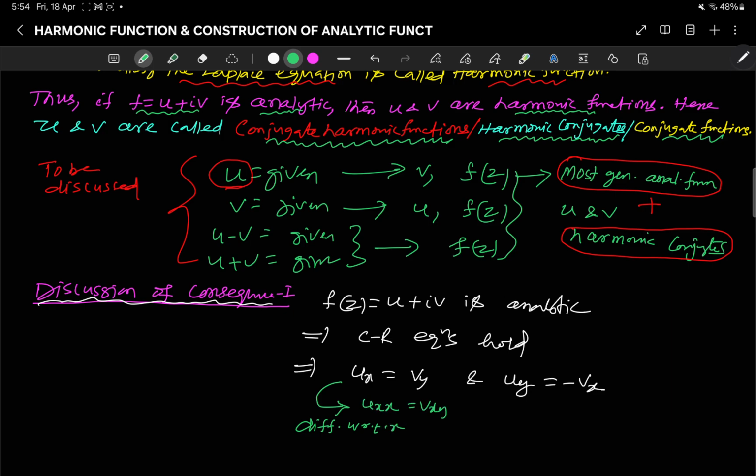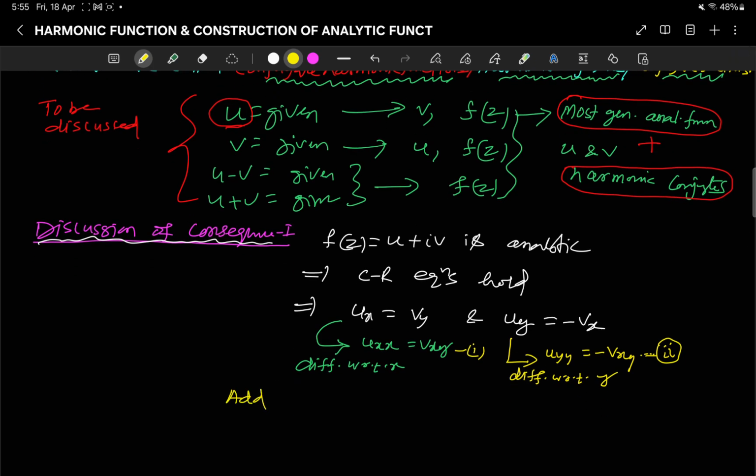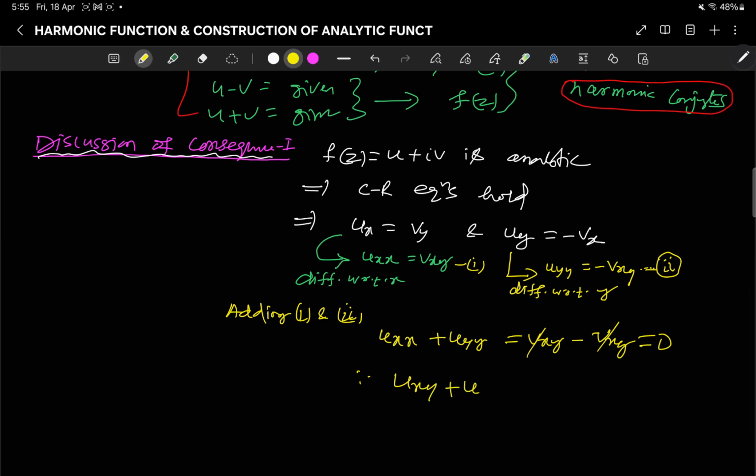u_xx is v_xy. Now likewise, if you differentiate with respect to y, what will you get? u_yy is minus v_xy. Now if you add 1 and 2, we get u_xx plus u_yy is v_xy minus v_xy. So this is equal to 0. Therefore u_xx plus u_yy is equal to 0. So that means del square u is equal to 0. Right, this is, u satisfies the Laplace equation.